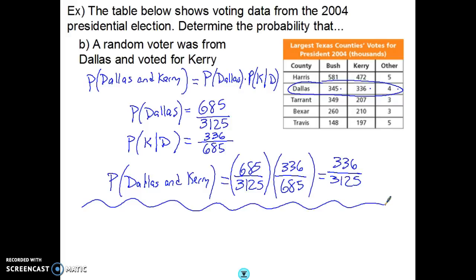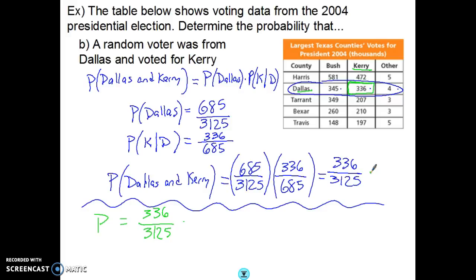Another way to do this problem, we'll change colors, is just to say, okay, well, what's the chance, what is a success case here? A success is that they are from Dallas and voted for Kerry, which is just this box right here. So that means our success options are 336. And then the total number of options is the entire voting population of these 5 counties, which is the 3,125 we got earlier from adding everything up. And then we've kind of immediately jumped to our same final answer that we got above.